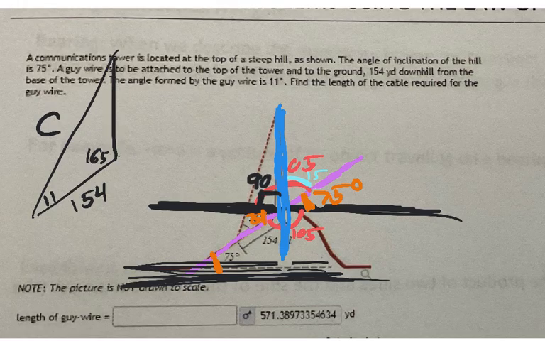I thought it would be 90 plus 11. Where are you seeing 11? 11 is this one. I'm looking at this, this is my triangle. 90 and 75 is the big angle, from the ground to the tower. So 165, 11, and then the third angle is 4.